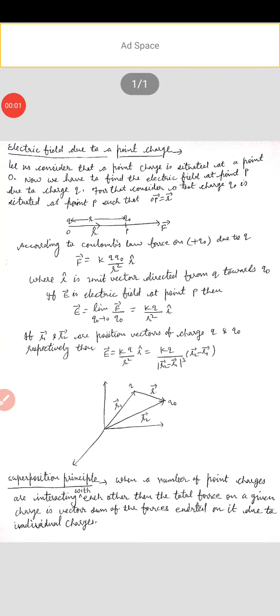Good morning, students. Today we will study about electric field due to a point charge. How can we find the electric field due to a point charge?